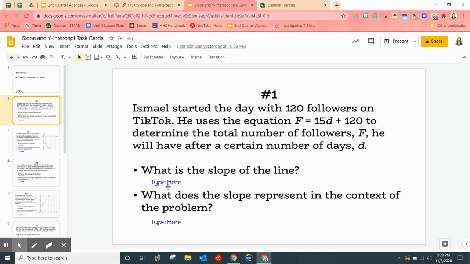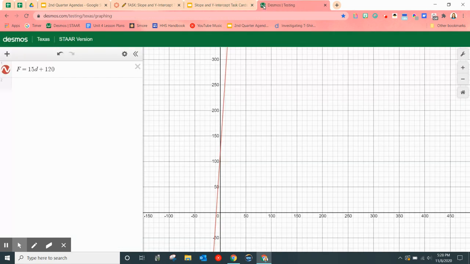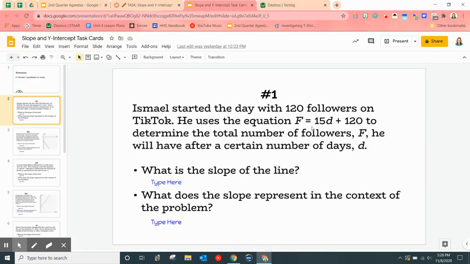But they want to know what's the slope of the line. So if you wanted to, you could come over here with the graph. You could rise and run. Or we have an equation here, right? So let's think about this. This is solved for one of our variables. So this is as if it's solved for y equals mx plus b.